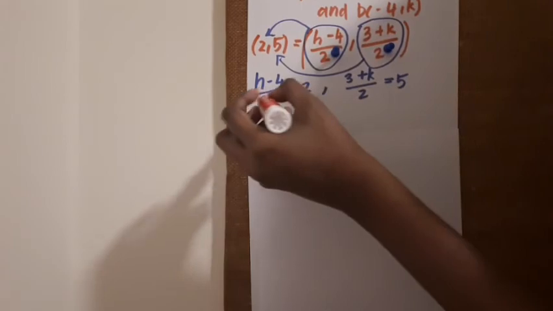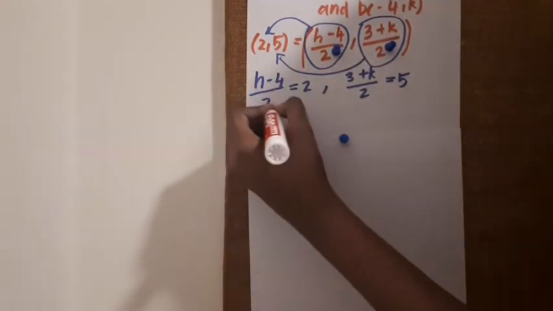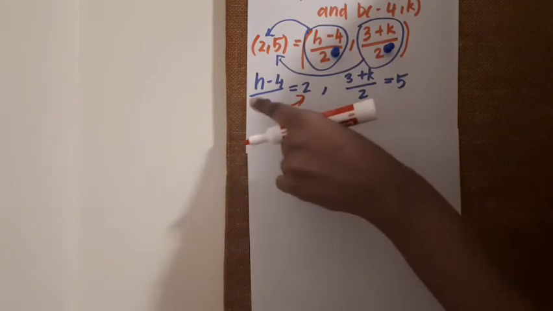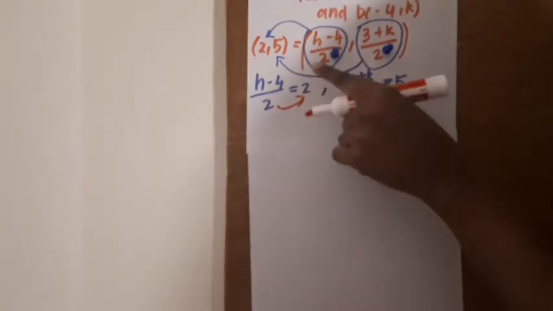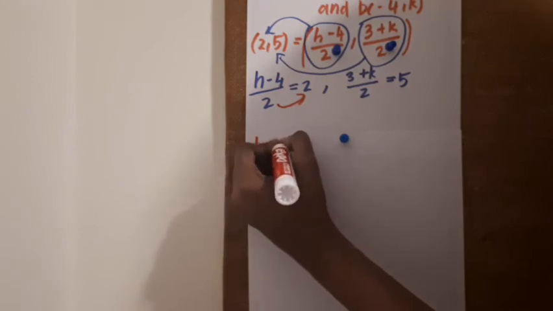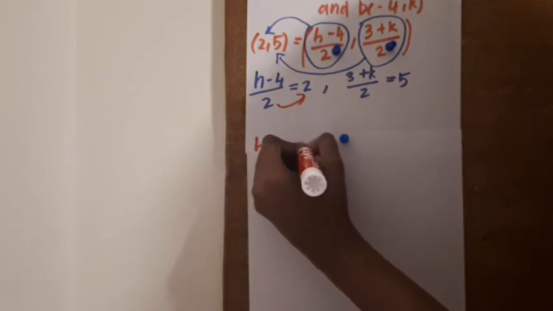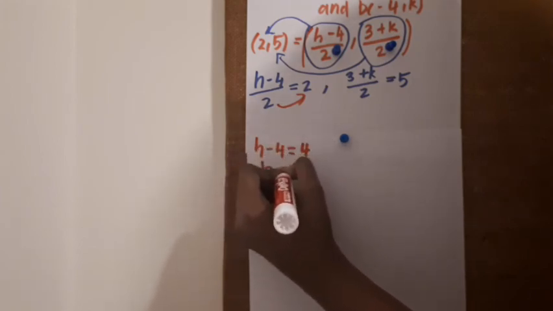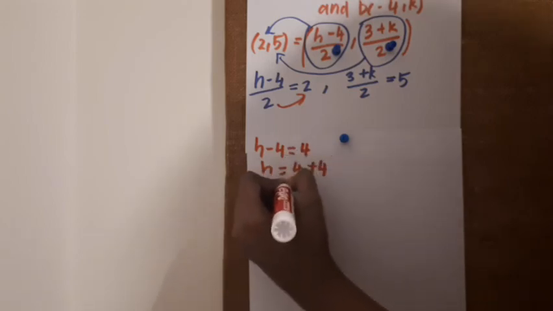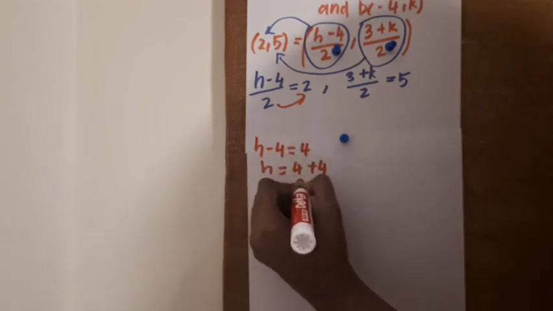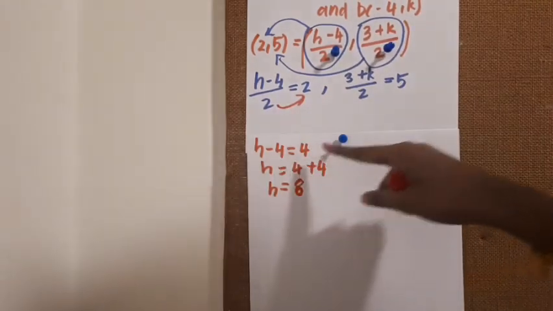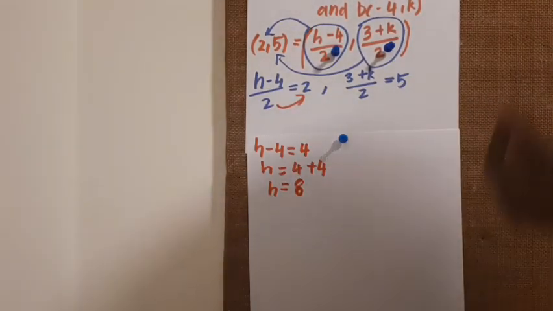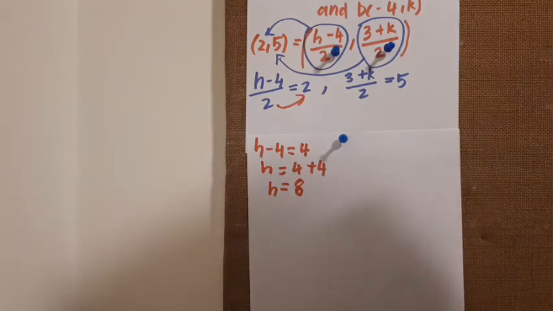Solve for h first, by bringing this 2 over. We have division, divide by 2, so when we bring it here it's going to be times 2. So h minus 4 equals 2 times 2, which is 4, and bring this negative 4 over. It's going to be 4 plus 4 equals 8. h is equal to 8. And how did this negative 4 become positive 4? When we bring a positive sign to the other side, it becomes negative, and when we bring a negative sign to the other side, it becomes positive.